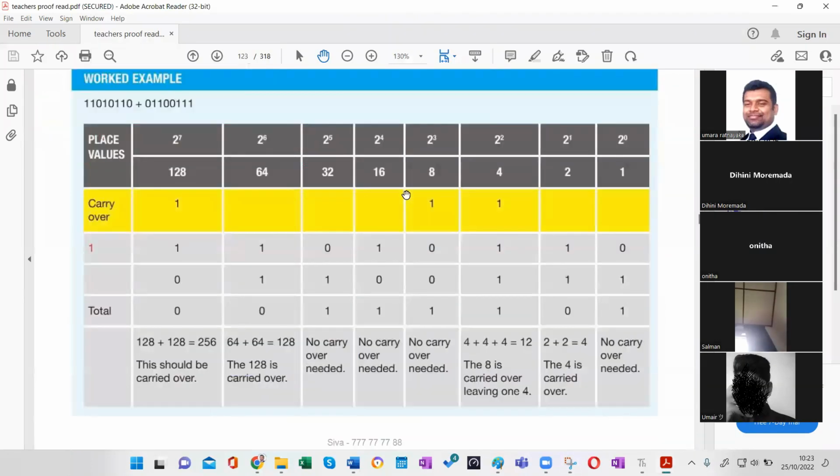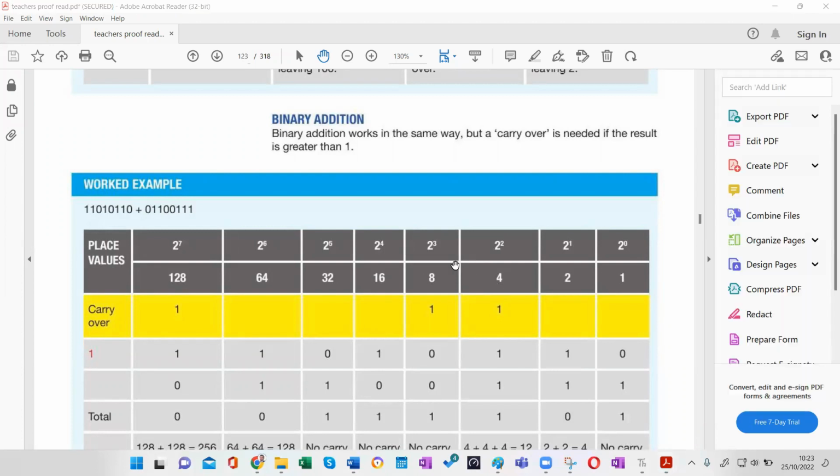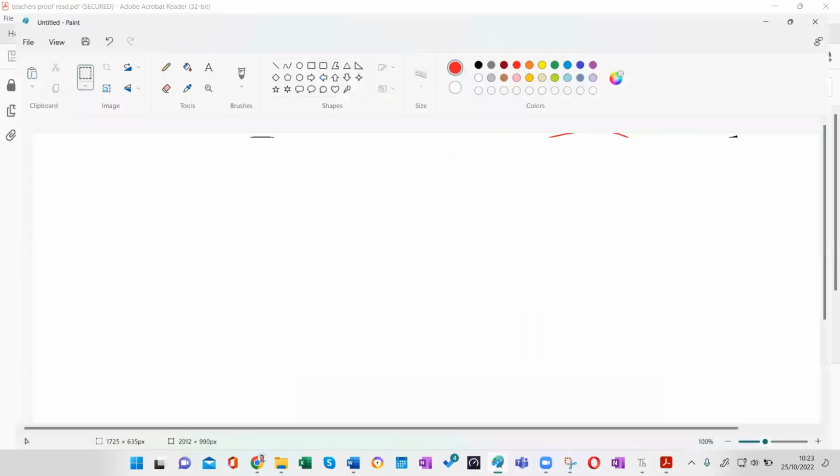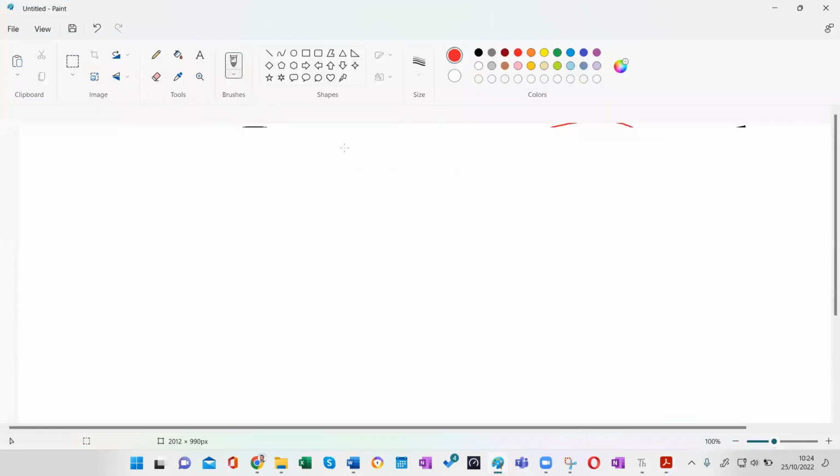Okay, let's take this one, right? Are you guys fixing the cameras and everything? Okay, let's take this example, right?